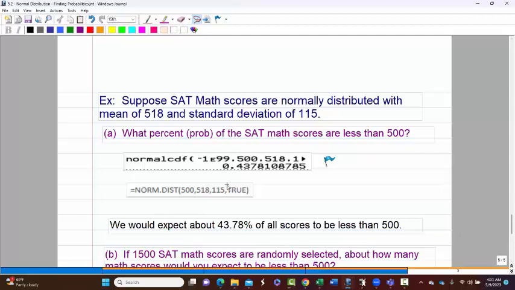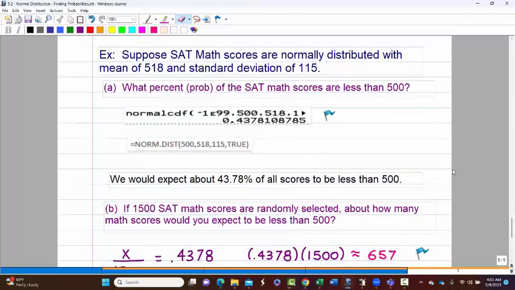So those are synonymous. And so for less than in the normal CDF, you do this as negative 1e 99, 500, 518, and we can't see it, but then the 115 standard deviation would be at the end. And because it's less than, it's just regular norm dist, no 1 minus or anything. 500 is our x value, 518 is the mean, 115 standard deviation, and true. And like I said, I'll probably repost this with verifying it matches that answer, but we can go ahead and go on to part B for now.